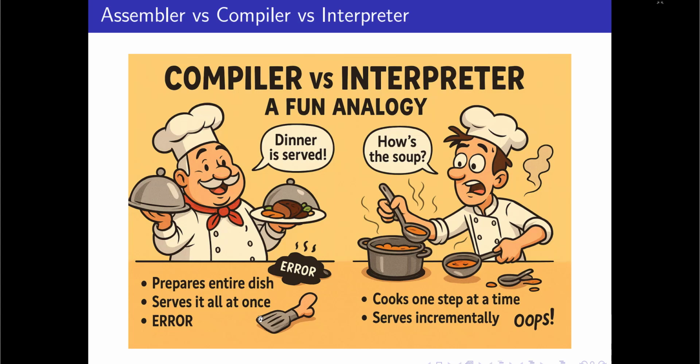So we need some tools to translate our code. These are the two, three main translators we'll be using in any programming language: the compiler, the interpreter, and the assembler. Let's decode these three translation tools.